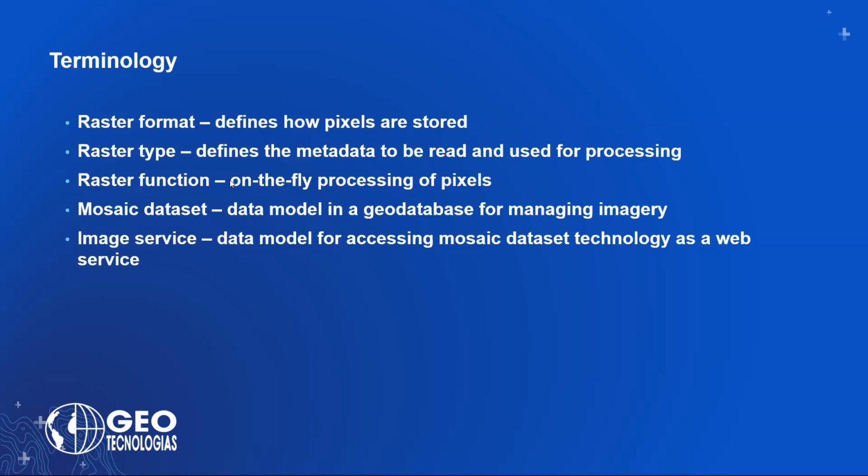When we refer to raster functions, we're talking about on-the-fly processing of pixels. The Mosaic dataset, we'll get into this quite a bit. This is essentially the data model for managing large collections of imagery. It's stored in a geodatabase, and we'll refer to that quite a bit during the presentation. And then finally, image service. Again, we like to think of this as another data model, but this is the way that an ArcGIS client can consume that Mosaic dataset as a web service.